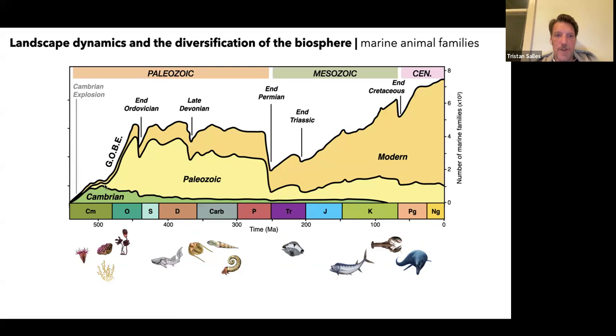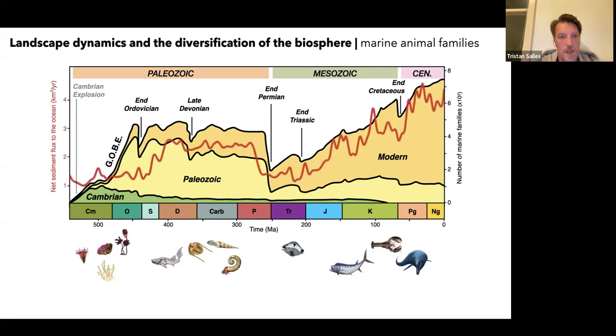What we've got just after the Cambrian explosion is the GOBE, the Great Ordovician Biodiversification Event. Then after this steep increase, we've got a plateau up to the big mass extinction at the end of the Permian, and then a steady increase from the Triassic basically to present day.